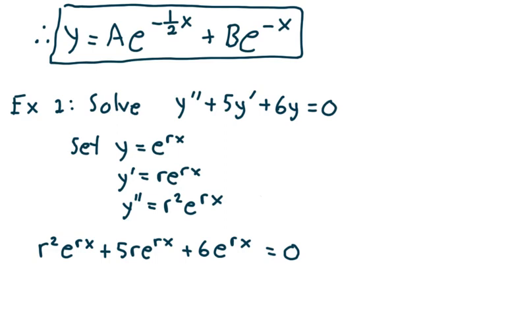Example 2. Suppose we want to solve y'' + 5y' + 6y = 0. Set y equal to e^(rx). y' is re^(rx), and y'' is r squared e^(rx). If I make my substitution, I get r squared e^(rx) + 5re^(rx) + 6e^(rx) = 0. And I'm going to factor out an e^(rx).